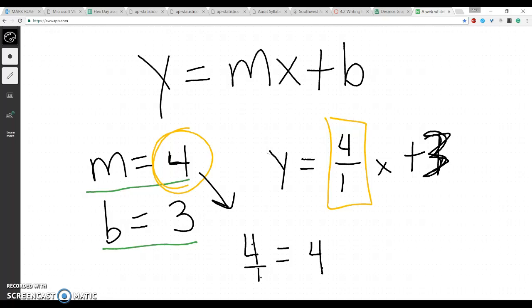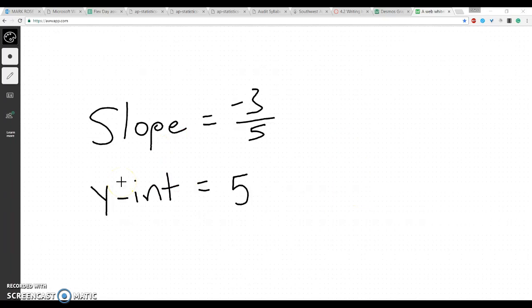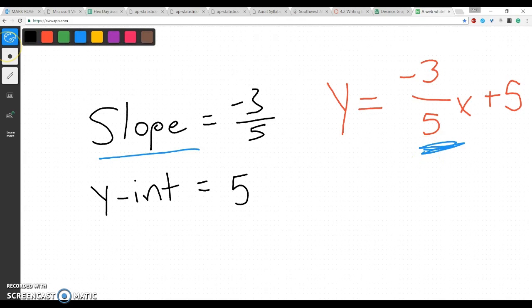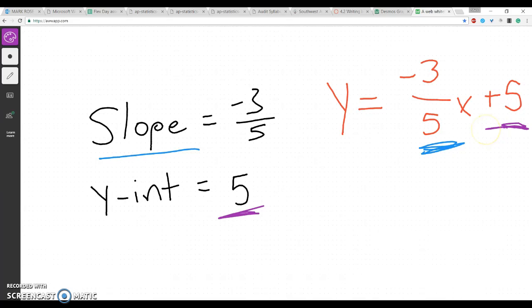Let's see a second example. Okay, so let's say they give me this, and they want me to write a line equation. I'm going to write that y is equal to negative 3 over 5x plus 5. Because again, my slope will go in front of my x, and my y-intercept will go behind my x. So that's, again, the way that we write these line equations.